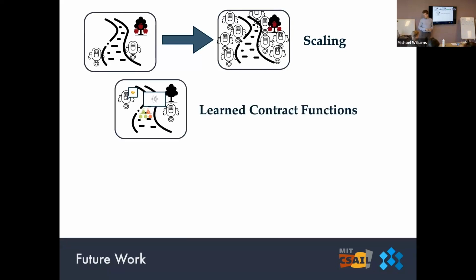The second one is learned contract functions. So far, I said that there is some given logic to contracts, but you might actually want a lower-dimensional parameterized set of contracts that are more reasonable. And for this, you would need to learn the logic.